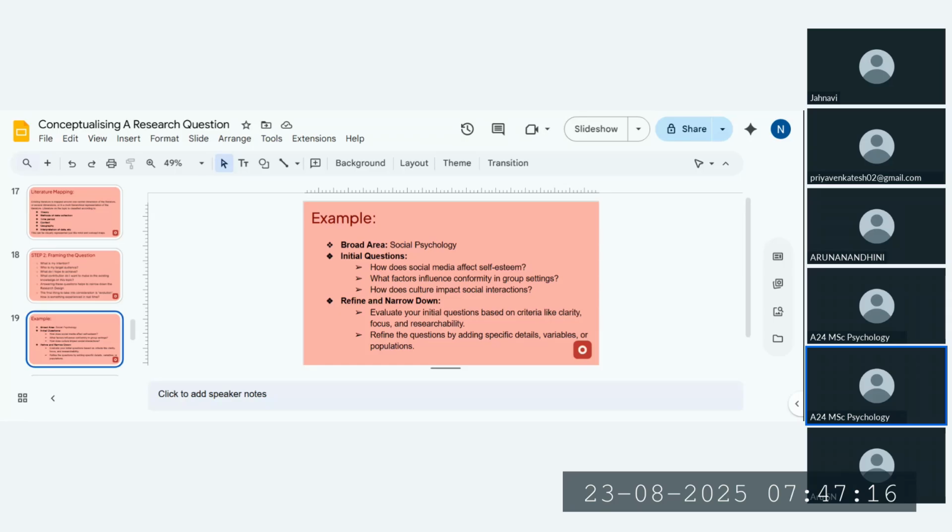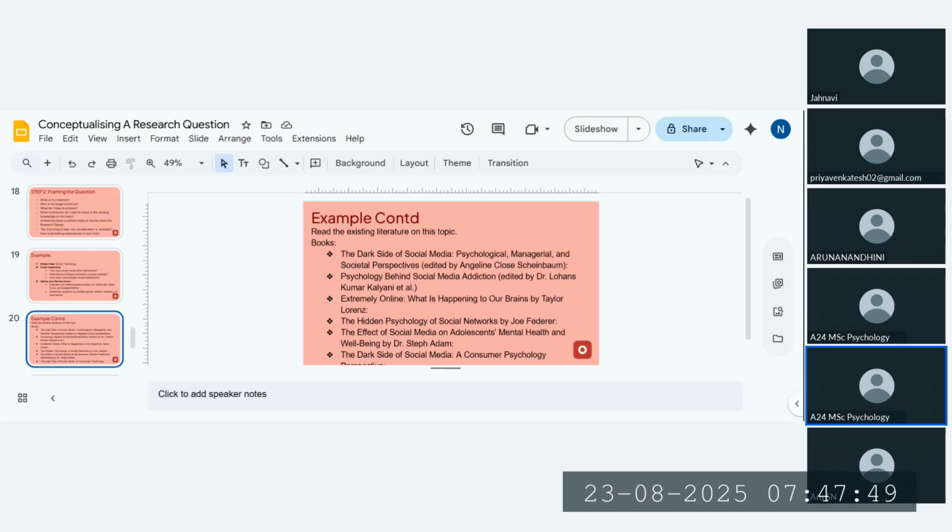I use observation, I use existing research, I do mind mapping, literature mapping, concept mapping. Then I say, okay, let's evaluate these initial questions, and based on the clarity of the question, the focus of the question, and actually whether it is practical to do the research, I will refine the question by adding specific details and variables and populations to make it a narrowed down question.